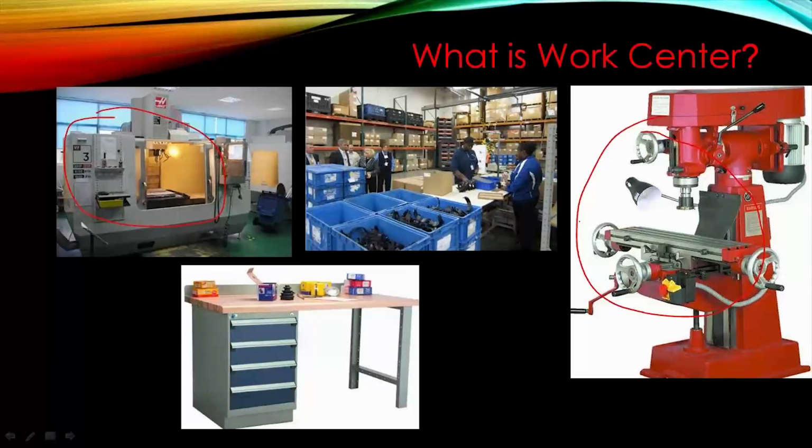A work center can also be a group of people working in some area of the production. And a work center can also be a table where some manufacturing process is performed. So these all are examples of a work center.